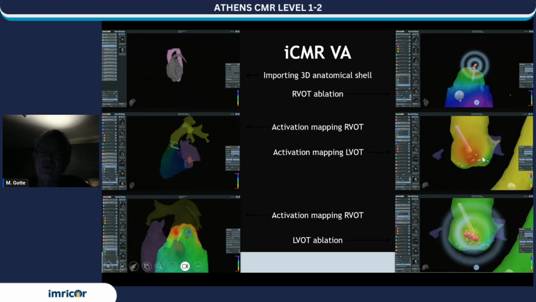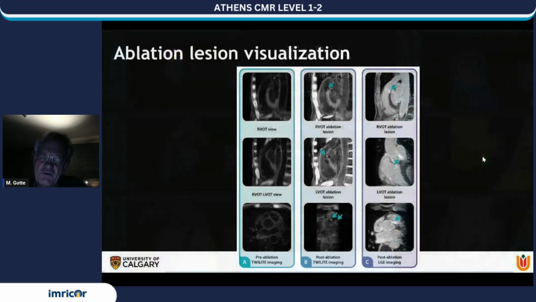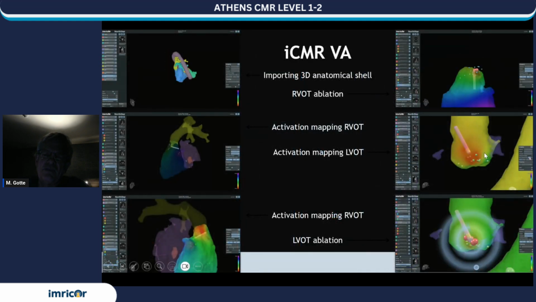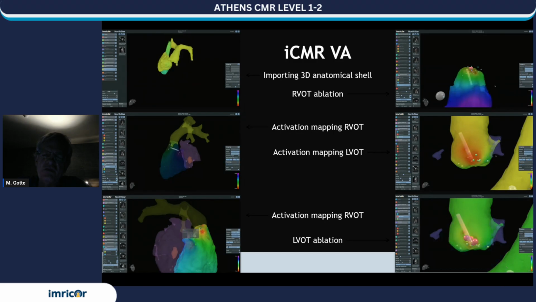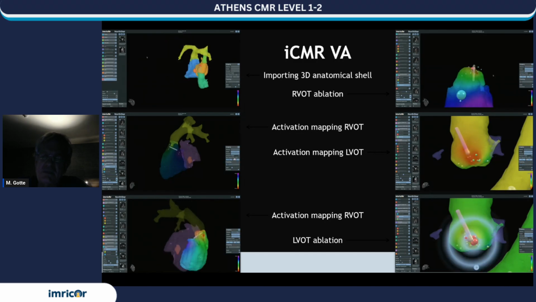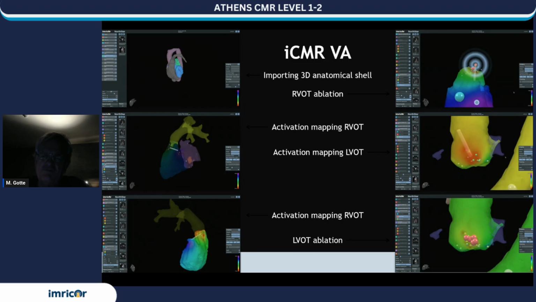So this was a nice case for us to gradually step up the complexity of doing the invasive procedure, going from the right ventricle to the left ventricle via the aorta. And I think the next step will be and should be a transseptal puncture.